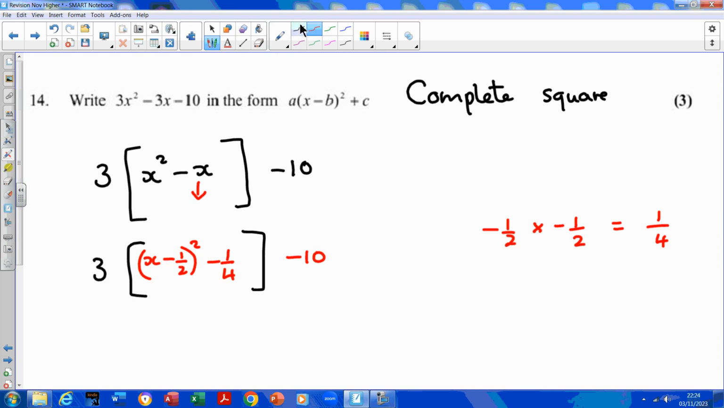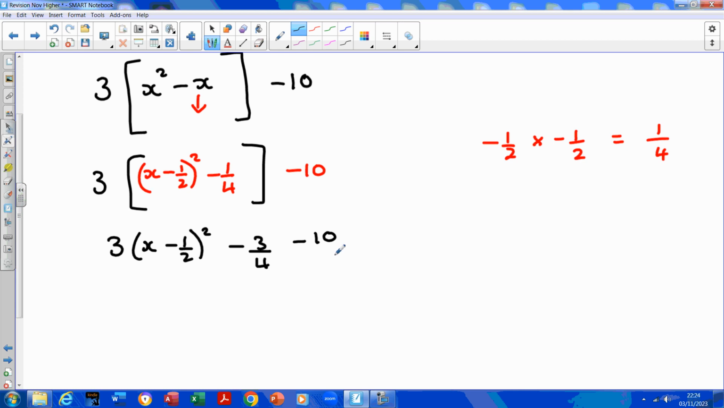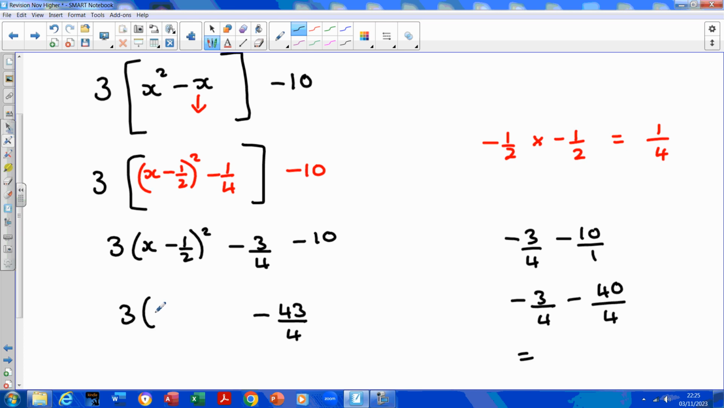Next thing you do is you multiply that 3 back across. So 3 bracket x minus a half all squared. And 3 times minus a quarter is minus 3/4. And we've got minus 10. Now if this was in a non-calculator paper, we need to tidy this bit up. So we've got minus 3/4, and I want to take away 10. Now if I change the 10 into quarters, then I've multiplied the bottom number by 4. So I've got to multiply the top number by 4, so that becomes 40. So I've got minus 3 of them, take away another 40 of them is minus 43. So at the end, I've got minus 43 over 4, and that bit just stays the same.